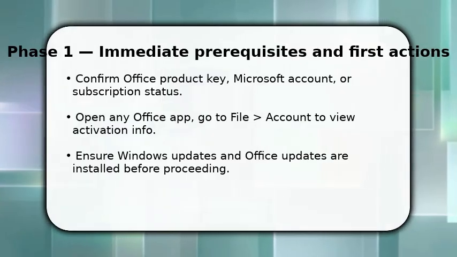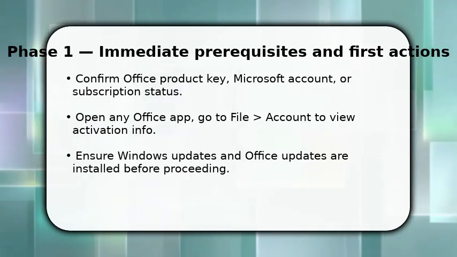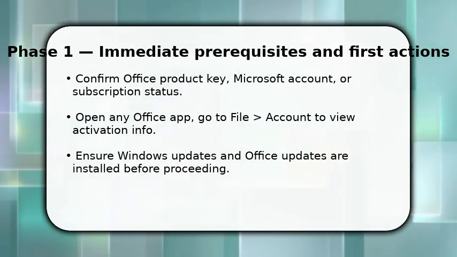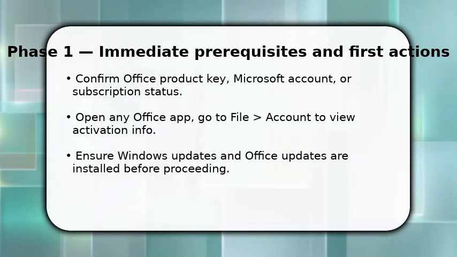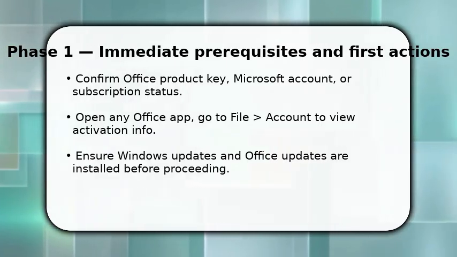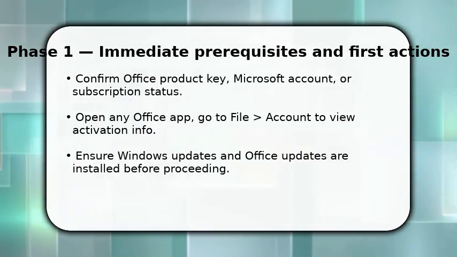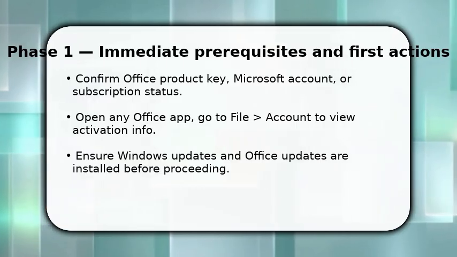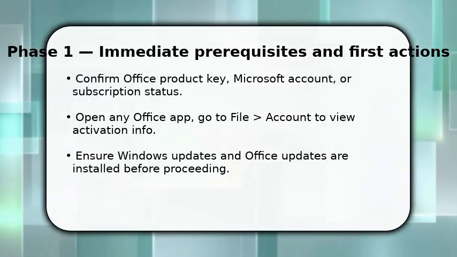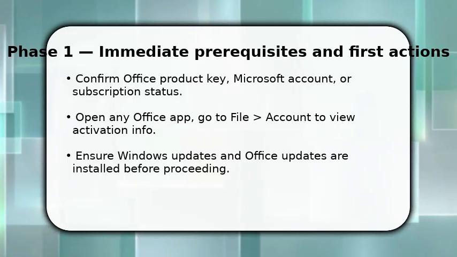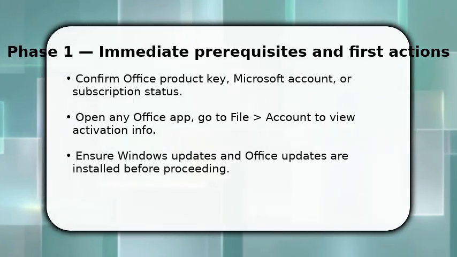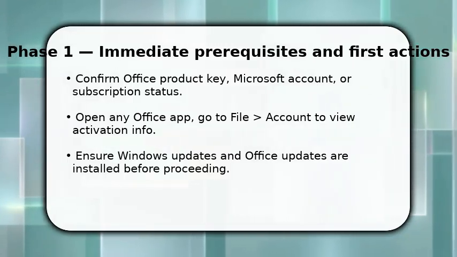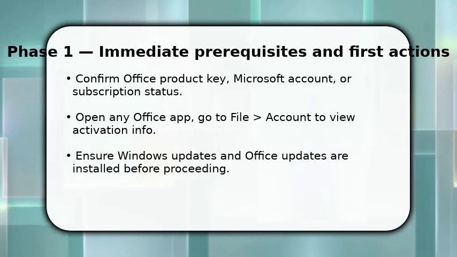You begin by verifying legitimacy. This avoids accidental piracy. Sign into the Microsoft account tied to the license, then open an Office app and inspect File, Account. Once done, confirm the subscription or product key matches that account and make sure Windows and Office updates are current. You do this because outdated components or mismatched accounts often trigger activation prompts.